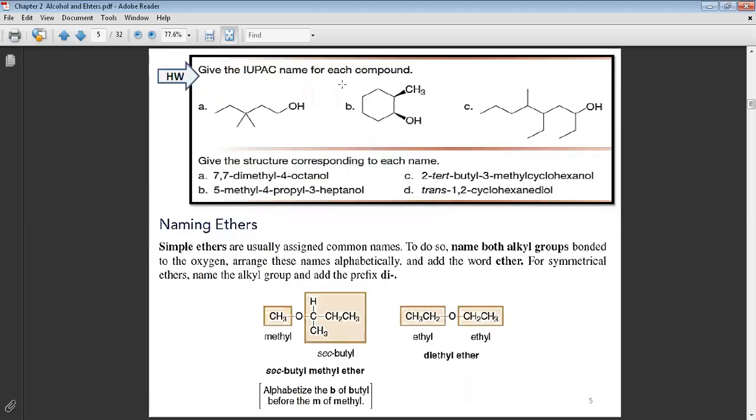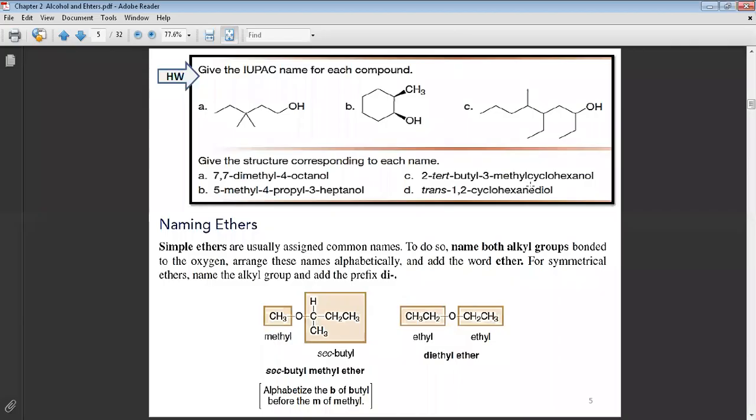Now, take this. This is just homework. Give the IUPAC name for each compound. This compound, also this compound. Give the structure corresponding to each name. This will be easier, because if you have the name and convert it to the structure, it is easier than if you have the structure and give the name. Now give the structure corresponding to each name. You have this, and also this, and also this.